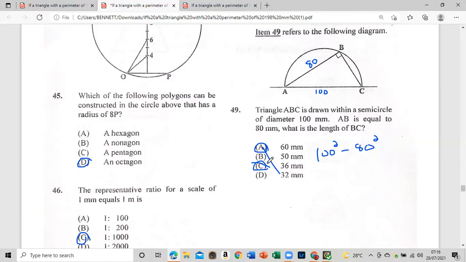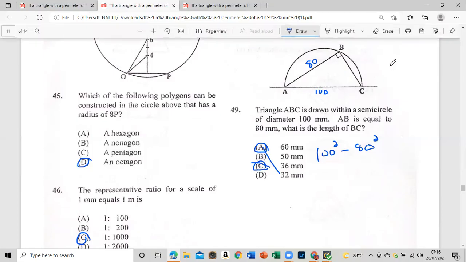Let me see the answer sheet. Yes, it is indeed 60. So you didn't have to work it out because you have a trig ratio of 6, 8, and 10. You also have 3, 4, 5, right? These are trig ratios. So we could just take off a 0 and we get 6. All right, so 49 is A. Let's move on to 50.